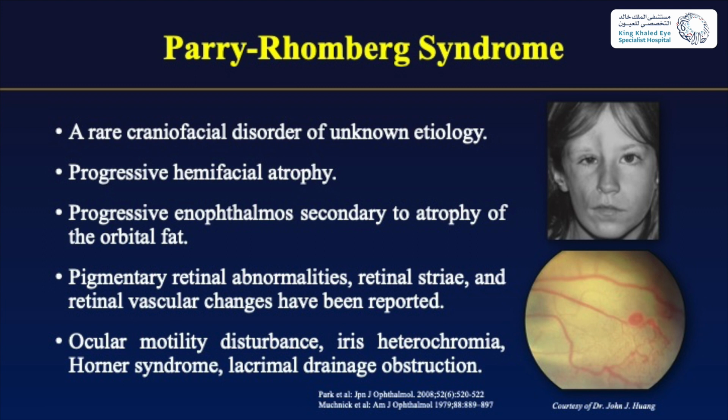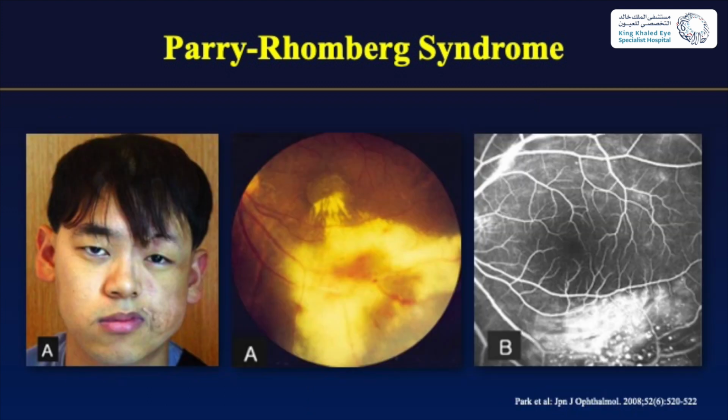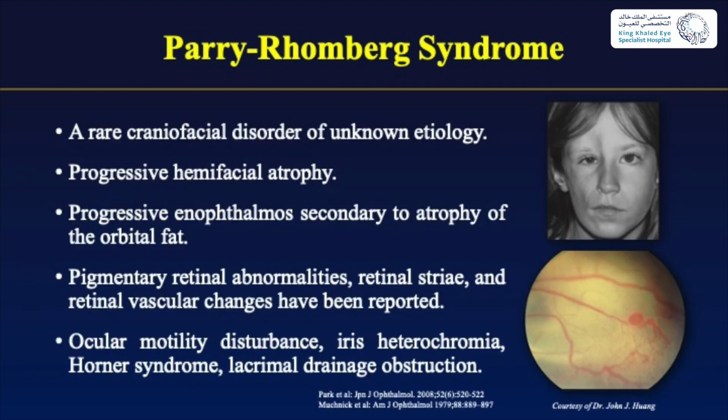Another condition called Parry-Romberg syndrome. It is a rare craniofacial disorder of unknown etiology characterized by progressive hemifacial atrophy. Some patients might have enophthalmos. As you can see in the upper photo, this patient has facial atrophy and facial asymmetry.